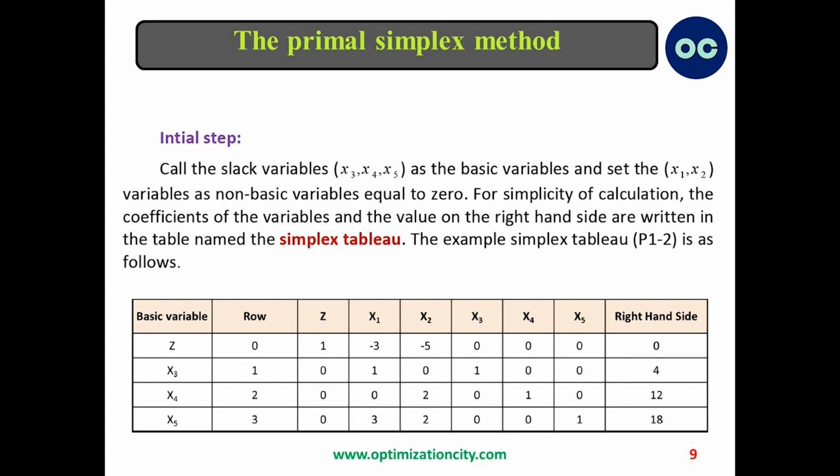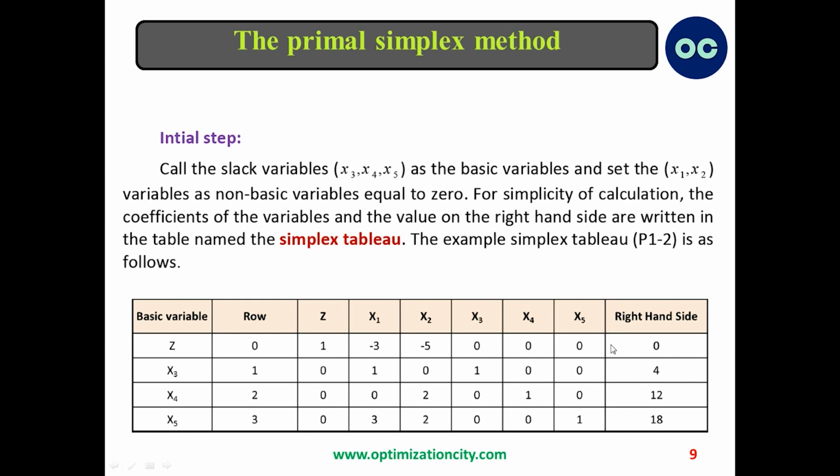To simplify the calculation, we will use a table called the simplex tableau, which shows the coefficients of the variables and the value on the right-hand side: the coefficients of the variables in the objective function and the functional constraints, and the right-hand side. The simplex tableau for our example is here.